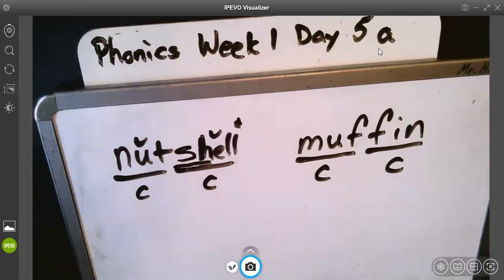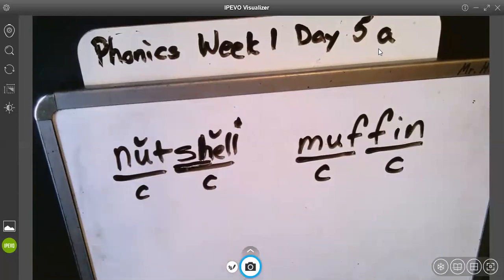Today, we're going to do some work on multi-syllable words. That means words that have more than one syllable. If you remember, we count our syllables by putting our hand under our chin. We'll say the word, and however many times your chin touches your hand is how many syllables are in that word. So, for example, they have the word nutshell here that I have marked for you. Nutshell. You'll see that it touches your chin to your hand twice when you put your hand under your chin.